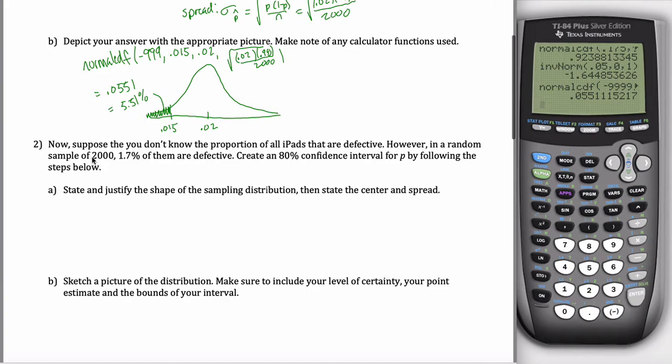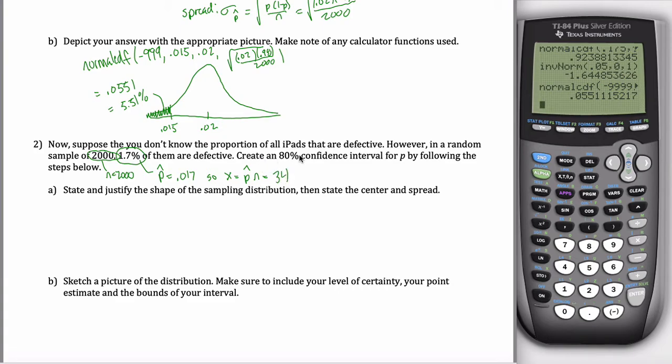All right, second question. Suppose that you don't know the proportion of all iPads that are defective, but we do have this sample of 2,000. So that's my value of N. And in this sample of 2,000, 1.7% of them. So P hat, the sample proportion is 1.7%, or 0.017 if you want a decimal. And so that tells you that X, which is always P hat times N, would be 0.017 times 2,000. So what is that, 34?